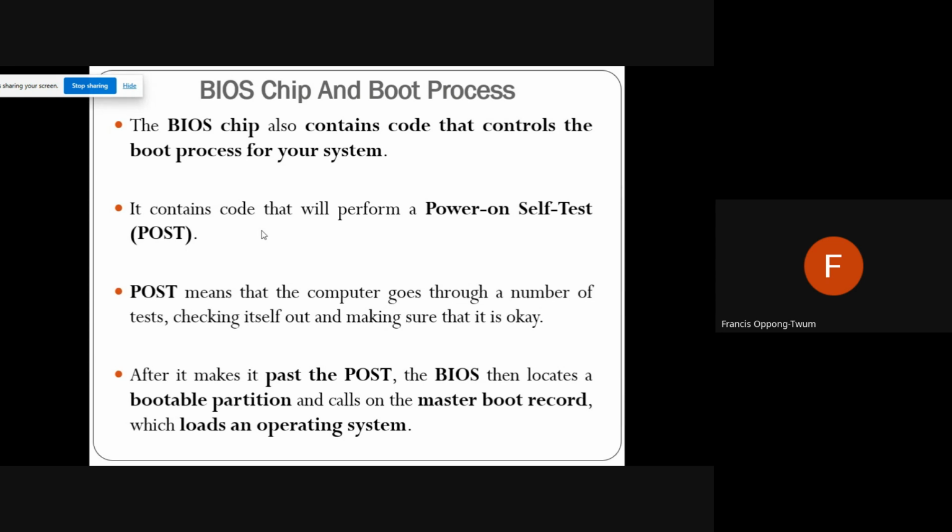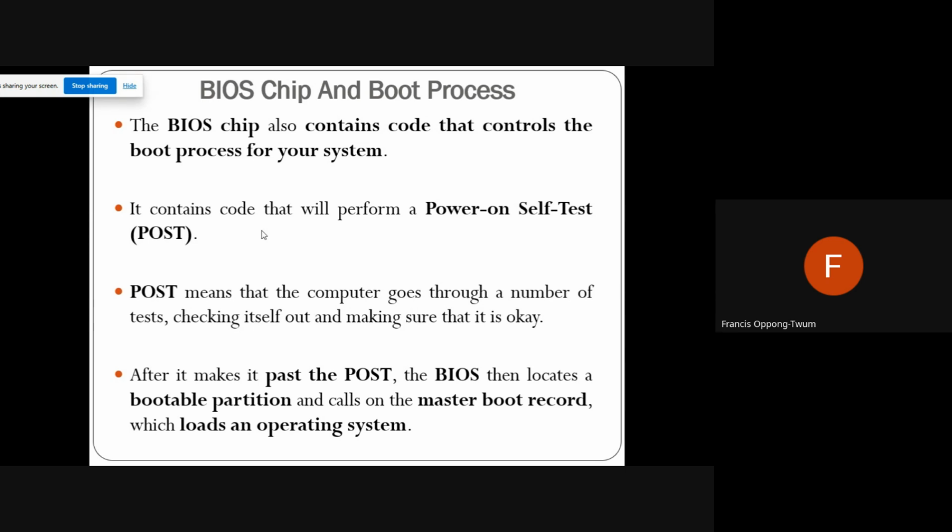It contains the code that will perform the power on self test. The power on self test, in short, we call it the POST. So POST means that the computer goes through a number of tests, checking itself out and making sure that it is okay. After it makes it past the POST, the BIOS then locates the bootable partition and calls on the master boot record, which loads the operating system for you.